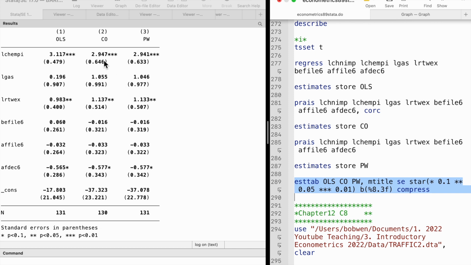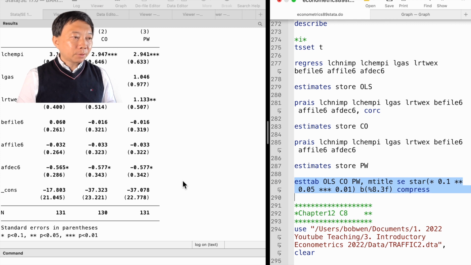The Cochrane-Orcutt and Prais-Winsten estimates are similar. They are both feasible FGLS estimations. The former does not use the first observation while the latter does. They are asymptotically the same.